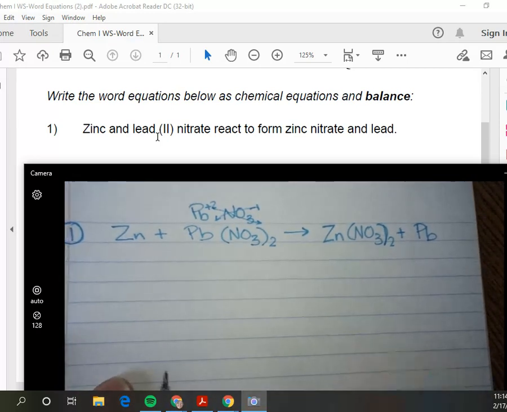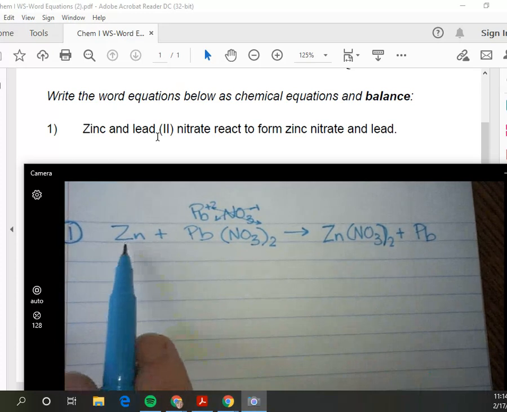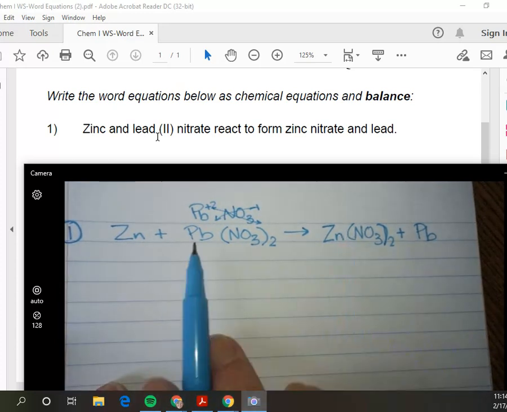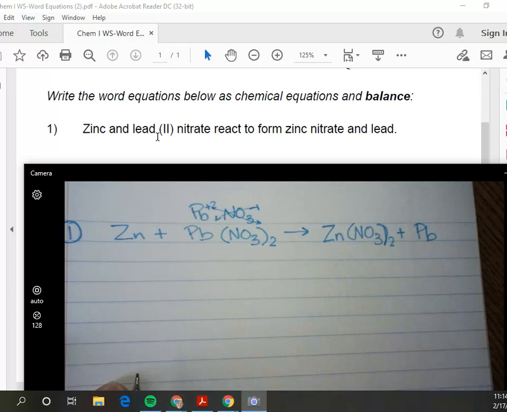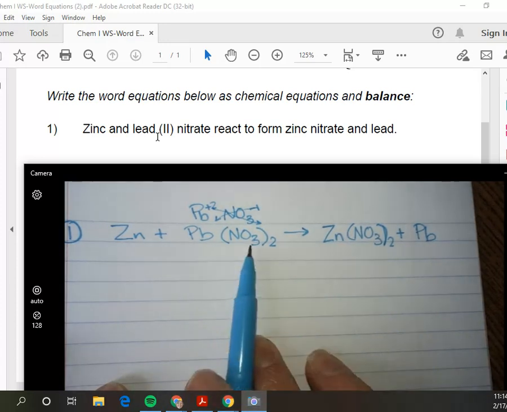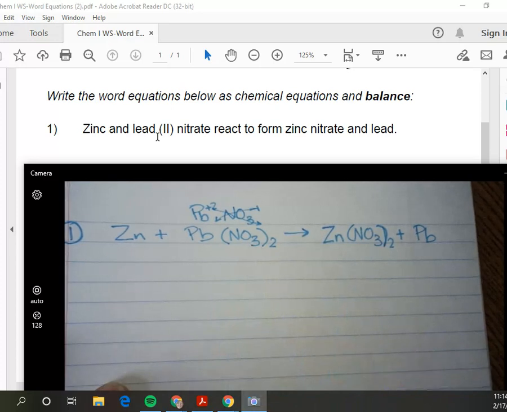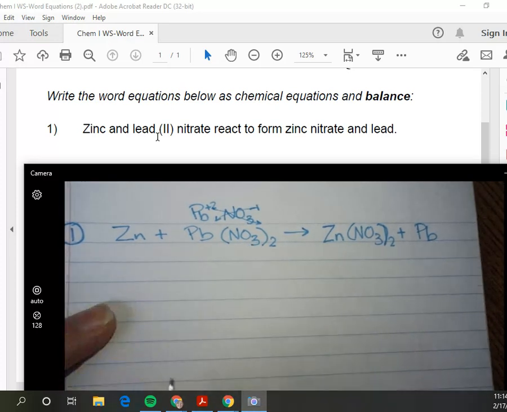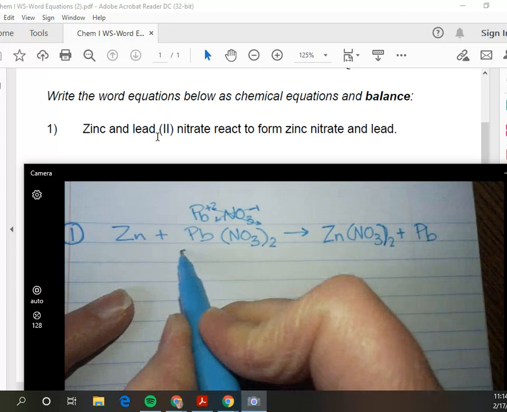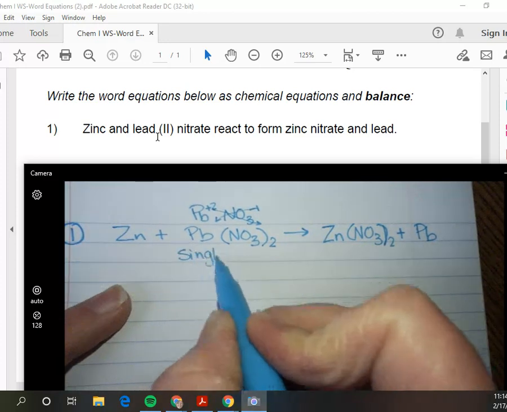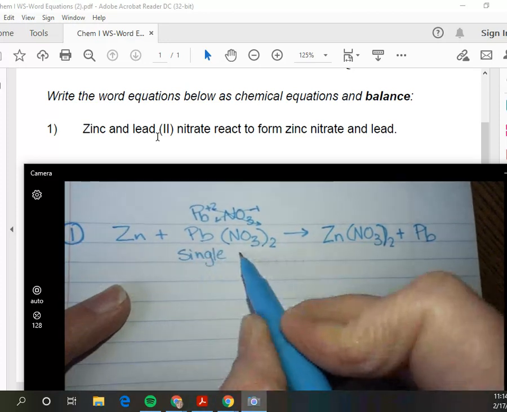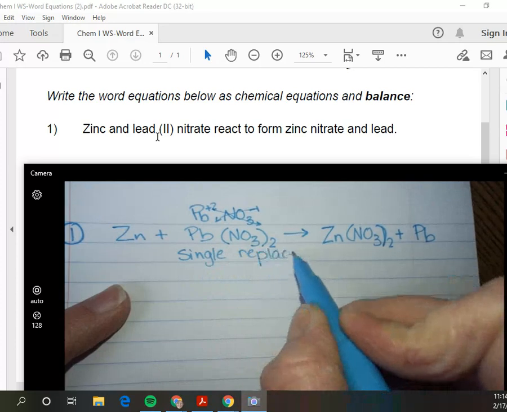So then I look and I count my atoms. I have 1 zinc in the reactants, 1 zinc in the products, 1 lead in the reactants, 1 lead in the products, 2 nitrates in the reactants, 2 nitrates in the products. I went from words to a balanced chemical equation, and I'm going to go as far as to say this is single replacement. So practicing those types of reactions that we did.